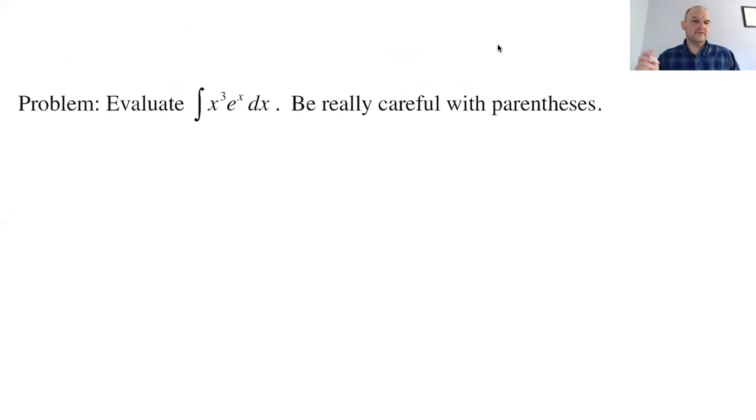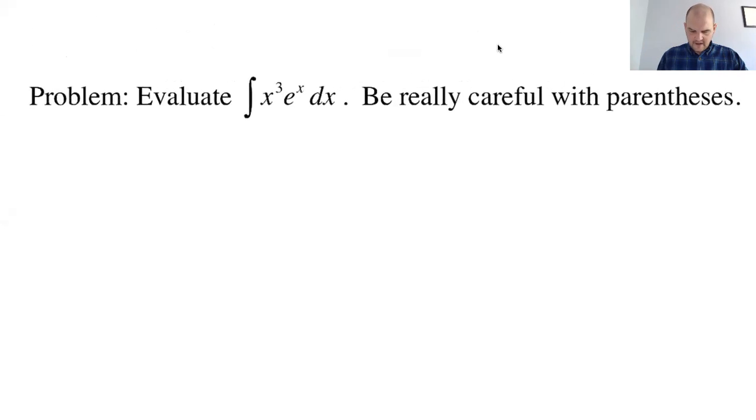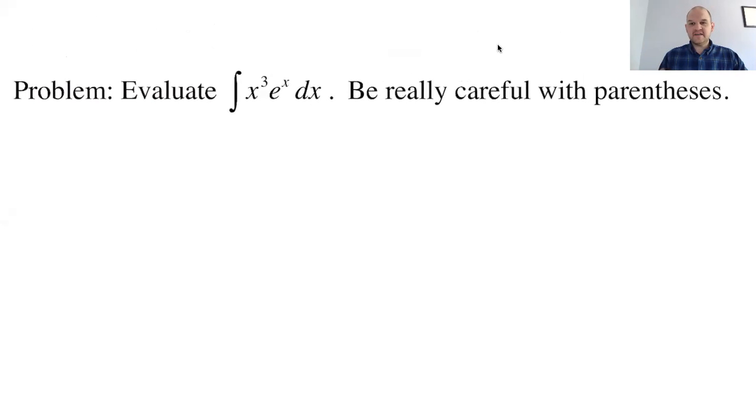Evaluate the integral of x cubed e to the x dx. Be really careful with parentheses, so that's kind of interesting. All right, so I see something that if I kept taking derivatives of, it would eventually go to 0, and that's usually a good thing. So I'm going to start with u is equal to that polynomial there, or that power function, really. So u is equal to x cubed, and then dv is everything else. So e to the x dx.